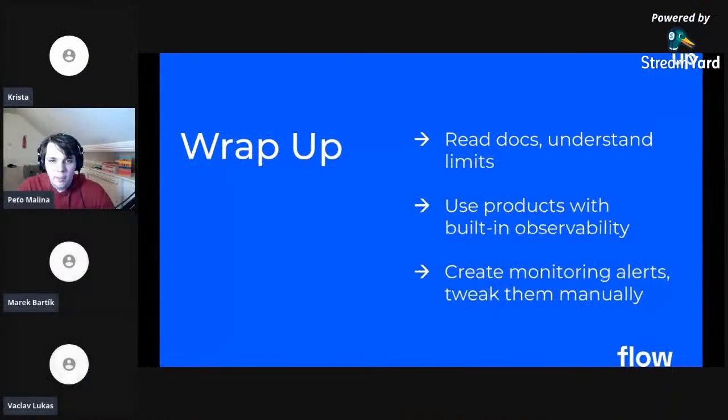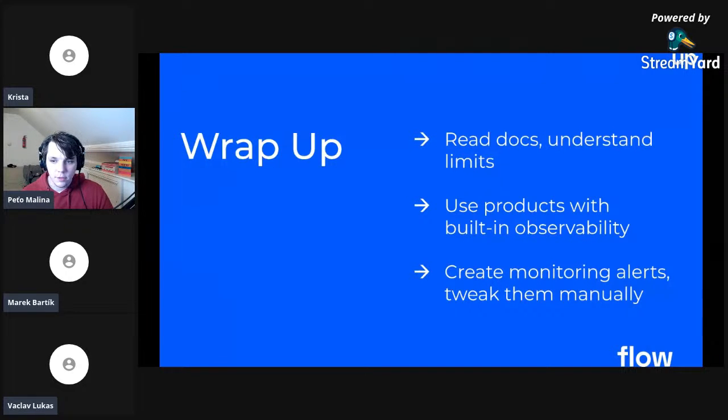So I'll wrap this up. First thing, read the docs, understand the limits, understand the pricing. Second, use products with built-in observability. It's very important to use products that actually give you some metrics that you can observe what's really happening inside them, and kind of connect these metrics to your own systems, so you know that, for example, when some errors are in your own system, they correlate to errors in another system. So you don't need to worry about your own system, because these errors actually came from a different system that has some issues.